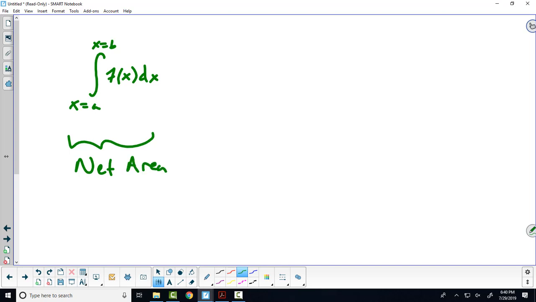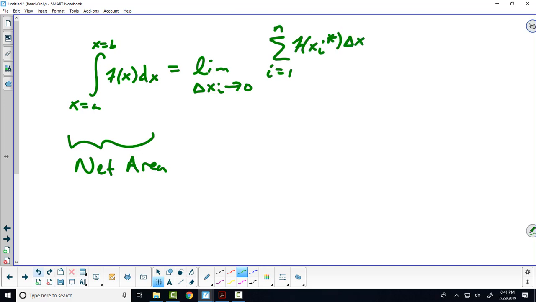But that's just notation. What is the definition of this? The definition of this is the limit as delta xi goes to 0 of the Riemann sum. So here's just a generic Riemann sum from i equals 1 to n of f of xi star delta xi. That's just a generic Riemann sum.